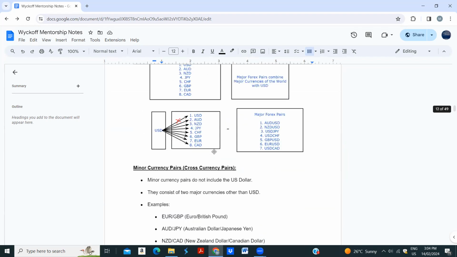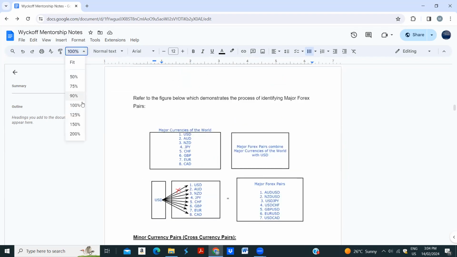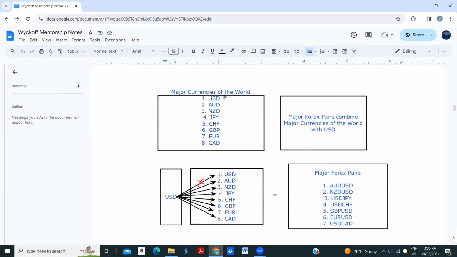Okay, so here is an example. Let me show you. These are the major currencies of the world: US dollar, Australian dollar, New Zealand dollar, JPY, CHF, British pound, euro, and CAD. Only these 8 currencies are the most widely traded and the major currencies of the world. So major forex pairs combine major currencies of the world with the US dollar. What do the major currency pairs do? They combine these currencies with the US dollar, and they form a major currency pair.